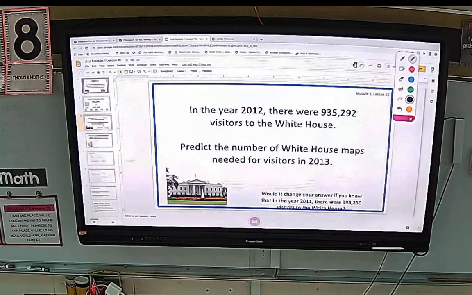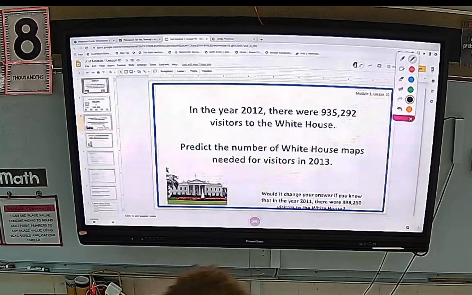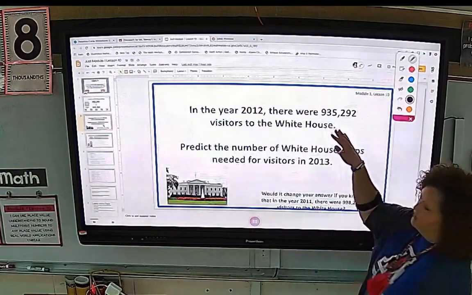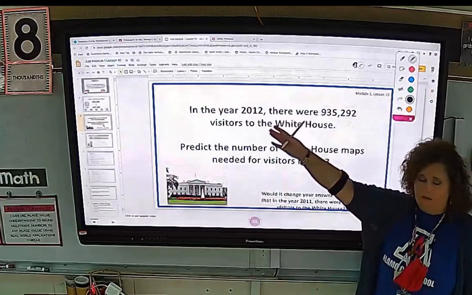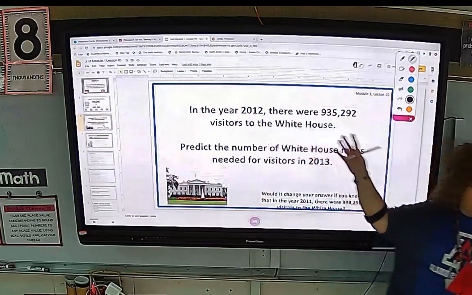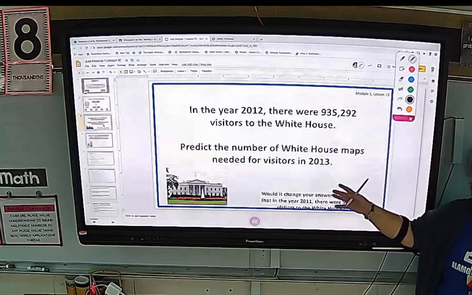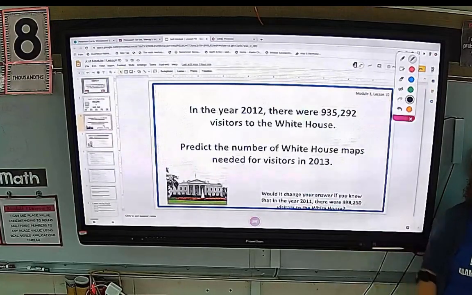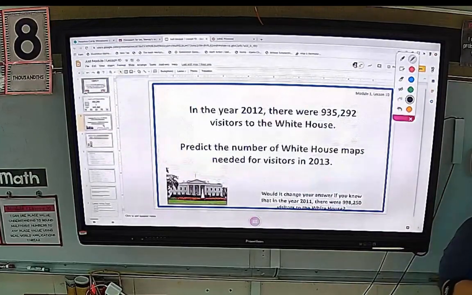Sometimes when you get a word problem, one of the biggest things is just to sit and think about it for a second and figure out what needs to happen. What do you think, Charlie? You think we need to round it? Okay. So Charlotte says if we round this number, we'll know about how many they needed in 2012. Could that be about how many they need in 2013? It could be. Anybody want to add something to that?